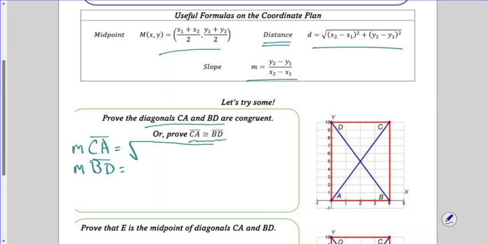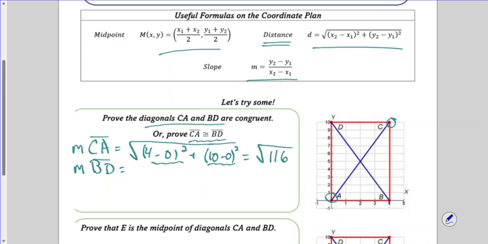So it's the square root of x2. In CA, the x value there is 4, minus x1, which is 0. The x-coordinate of A is 0, squared, plus the difference in their y values, which is 10 minus 0, squared. That was just a substitution step, and now I'm going to simplify all of that. 4 squared and 10 squared together would be 116. So this would simplify to the square root of 116.